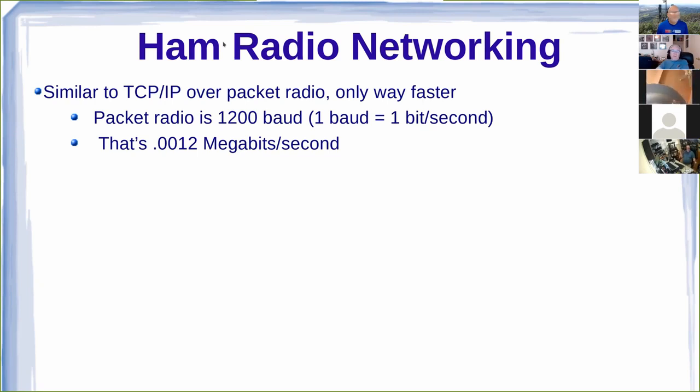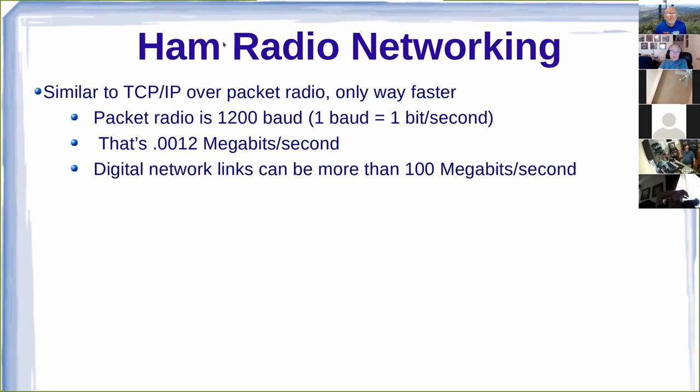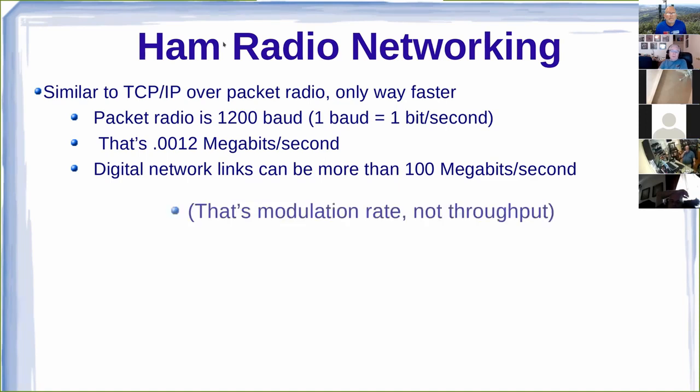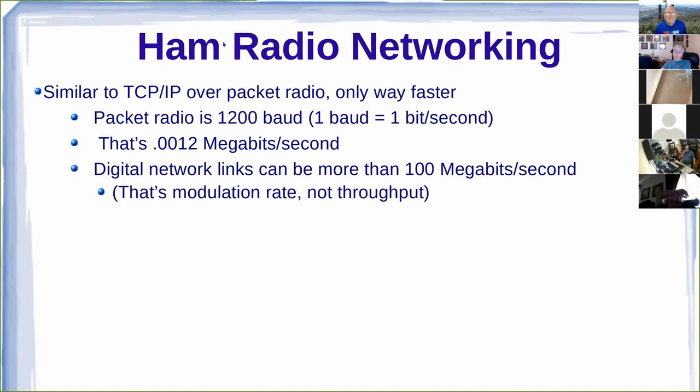0.0012 megabits per second. It wasn't real fast back then, but we had it, and we used it, and we still use it, and it works very, very well for low-speed data. But you know, time marches on, and now our RF links can be over 100 megabits per second using this equipment. But just like your 56K dial-up modem, that's the modulation rate. That's not the true end-to-end throughput. But because you start so much faster, you end up with a good throughput end-to-end.